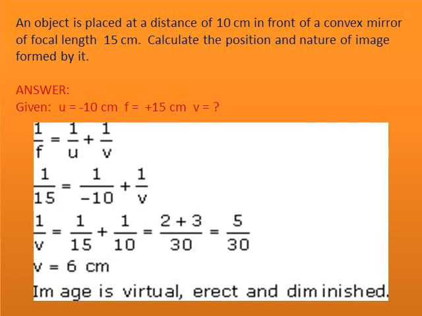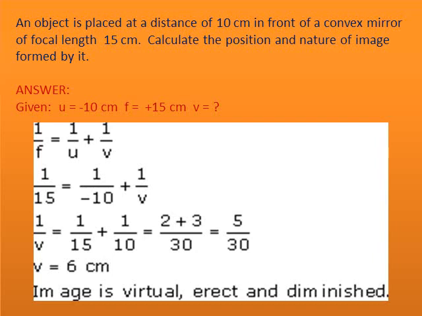Children, let us now start solving the problems. So I have taken a very simple problem for you. Question and answers both are in this slide. Now read the question. An object is placed at a distance of 10 cm in front of a convex mirror of focal length 15 cm. Calculate the position and nature of the image formed by it.